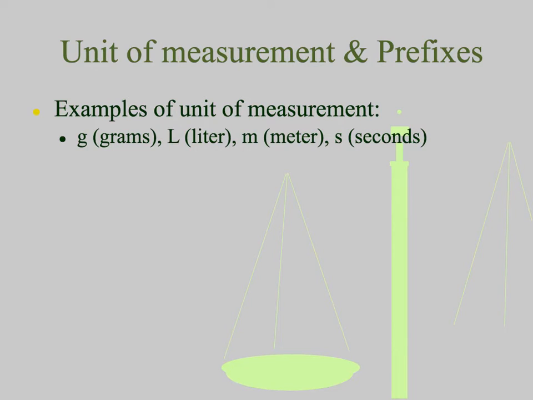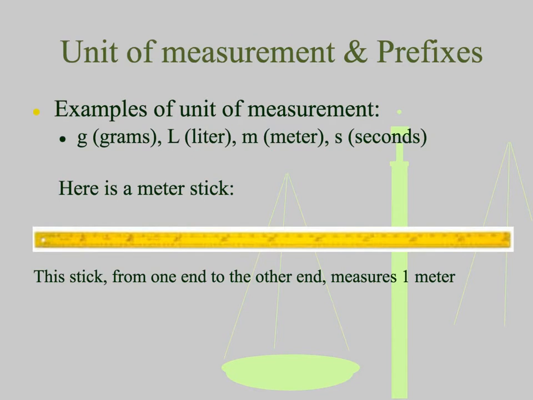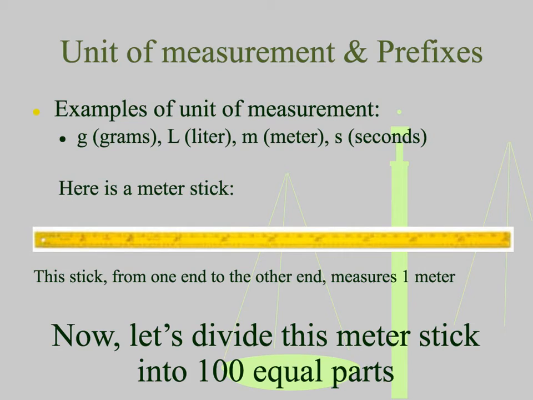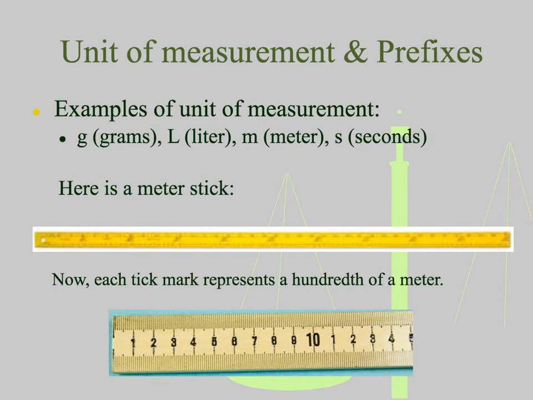Okay, so back to units of measurement and prefixes. First and foremost, I really want to make sure you know what units are. These are base units: grams, liters, meters, and seconds. I'm going to use a meter stick as my biggest example here. So here's my big 1 meter stick. From one end to the other, it measures 1 meter. But now let's divide this meter stick into 100 equal parts. So now we have 100 tick marks on our meter. Each tick mark represents one hundredth of a meter.